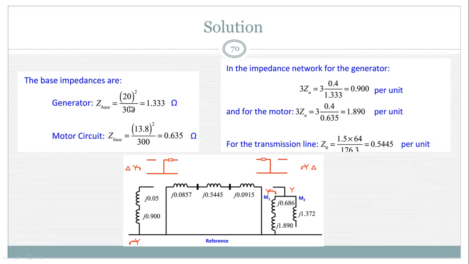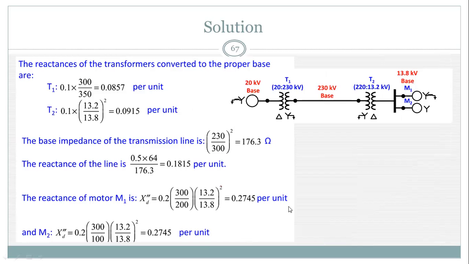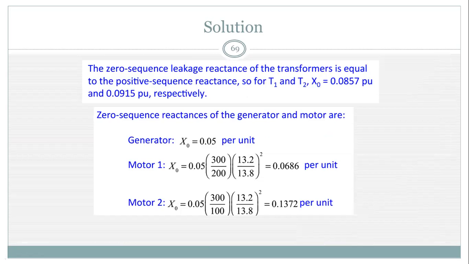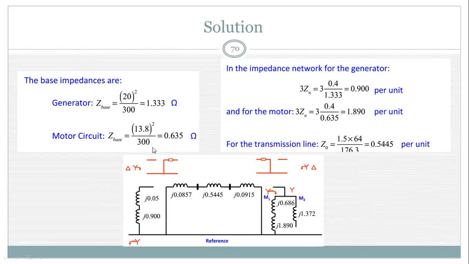Now for the motor circuit, the new base voltage is 13.8 kilovolt. So the new base impedance for the motor circuit is 13.8 squared divided by 300, which is 0.635 ohm. So we can easily calculate the per unit value for the neutral impedance.